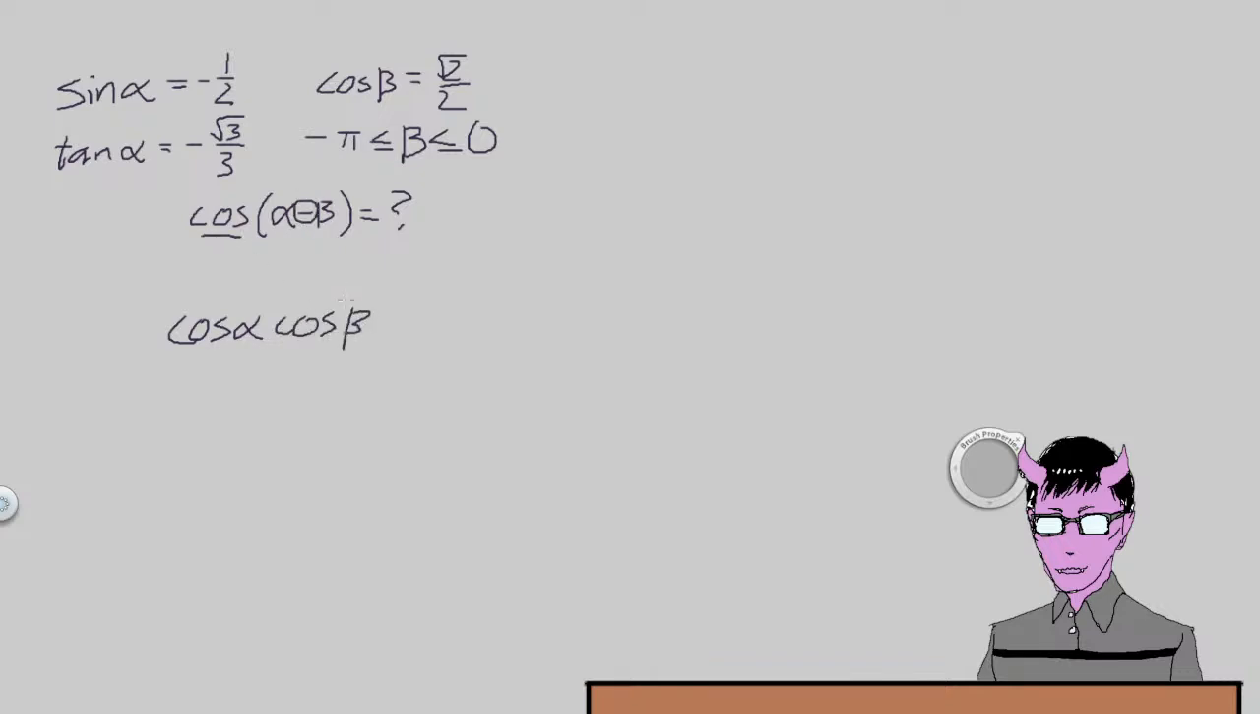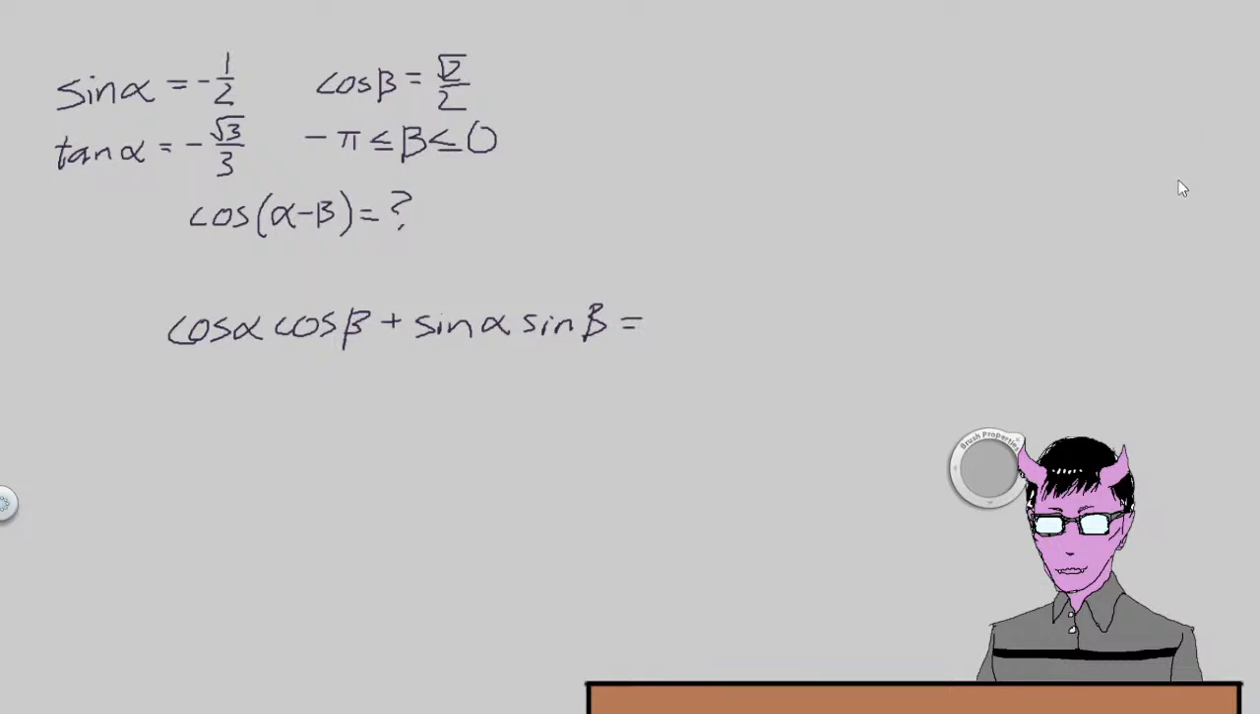This is not sine, so you don't keep the same sign. So this minus, following the algorithm, becomes positive, and then we do our two sine functions: sine alpha, sine beta. What does that equal to? Well, in order to determine that, we need to know where the alpha lies. This one gives us information on the alpha, so we do need to sketch out the triangle for the alpha situation.